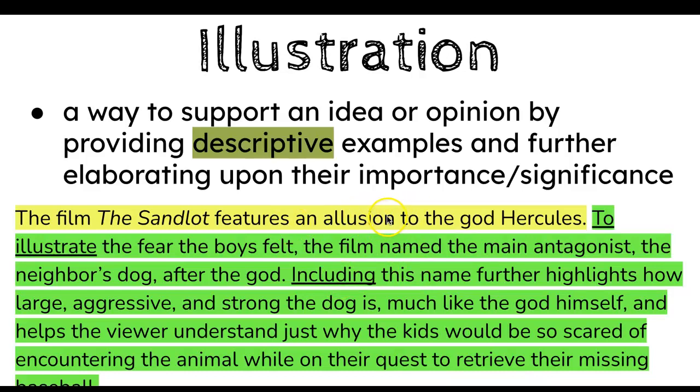Okay, so you can see I used two transitions from my illustration strategy, and I give the evidence, and then it took two sentences to really explain that. I have to explain the reference in the film, but then I also have to make the connection to Greek mythology, that he was large, aggressive, and strong, the god, which is translated to the dog. Ironically, I just noticed god and dog backwards. I forget what you call those.